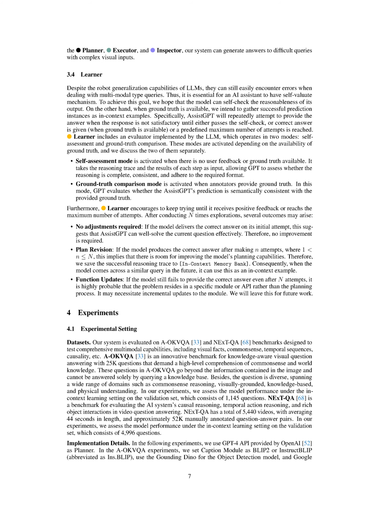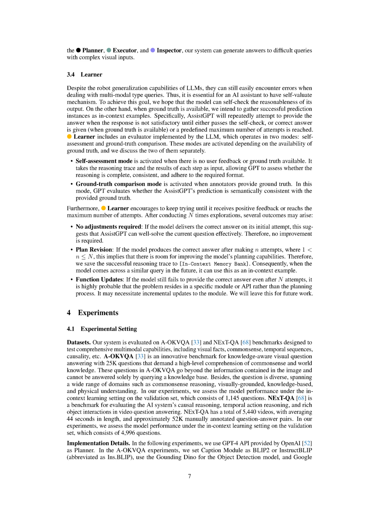Essentially, AssistGPT will keep trying to generate satisfactory responses. It will continue to do so until it either self-validates the output, provides the correct answer, if a ground truth is available, or reaches a predefined limit on the number of attempts. The learner has an evaluator, created by the large language model, LLM, that functions in two ways, self-assessment and ground truth comparison. Which mode is used depends on whether or not ground truth is available.